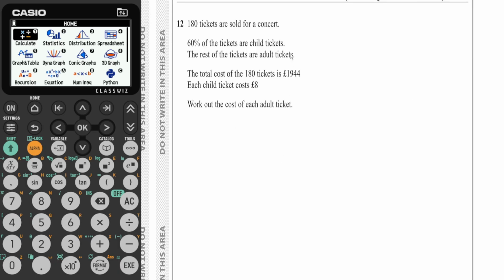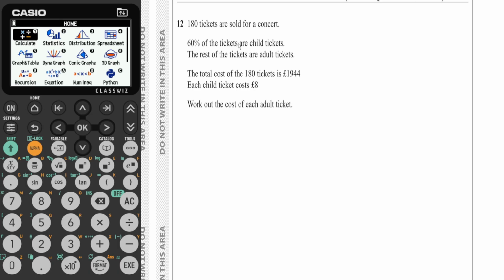Question number 12. 180 tickets are sold for a concert. 60% of the tickets are child tickets. The rest of the tickets are adult tickets. The total cost of the 180 tickets is £1,944. Each child ticket costs £8. We have to work out the cost of each adult ticket.